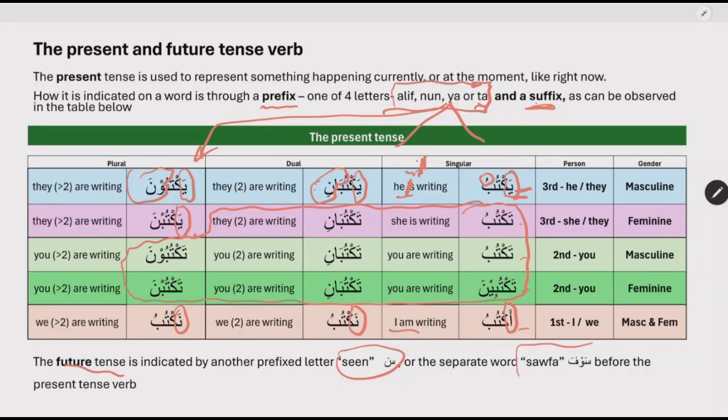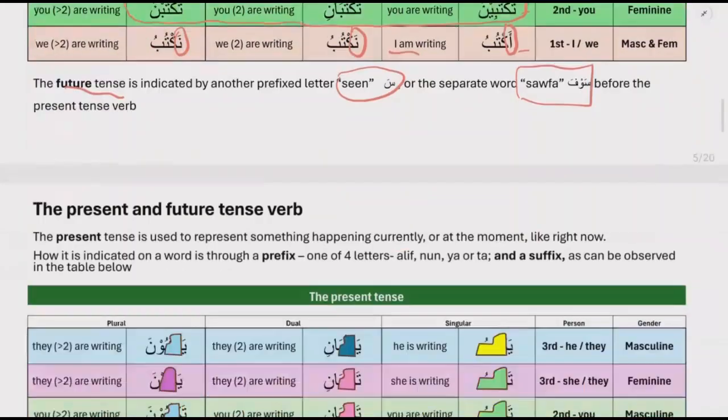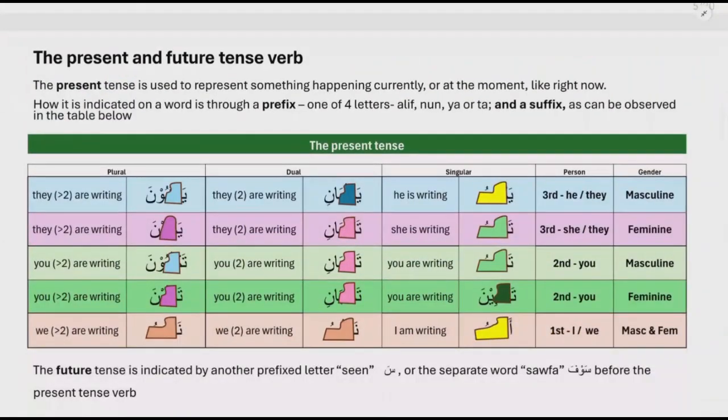And you can even put the word sawfa. Sawfa is a standalone word, and sa is a joined part of the word. So sa, you have to join to the word itself when you're spelling it. Sawfa are two different words. Sawfa is a standalone word, and yaktubu is a standalone word to give you the future tense. I've done the same thing here just to show you the features of the present and future tense verb. You can see the alif, nun, ya, ta coming in here, the alif, the nun here, the ya here, right? Ya, and then the ta going in all the other. Right? That's the ta, all the tas, right?